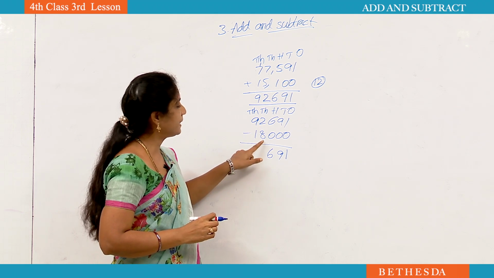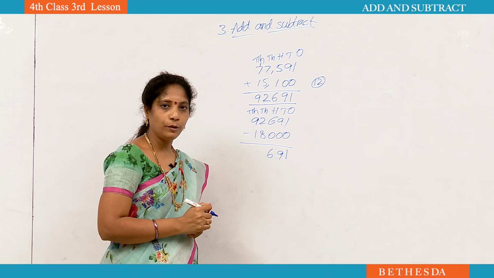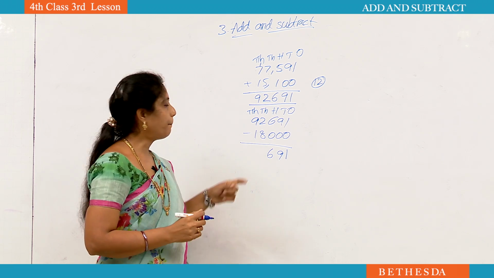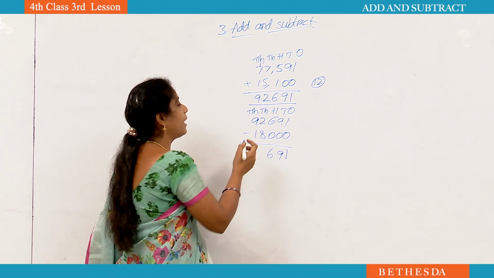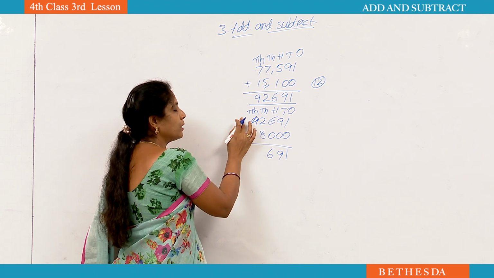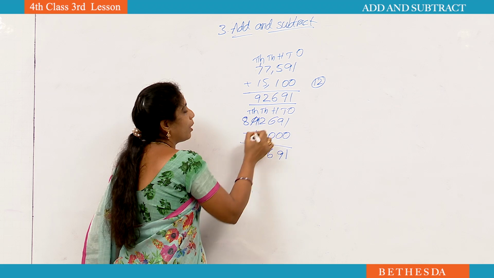2 minus 8. Take 2 fingers, close 8. Is it possible? No. Why? Because up a small number, down big number. Then what should we do? We have to take borrow from 10,000's place, cut that number and write the number before it, and take borrow 1.